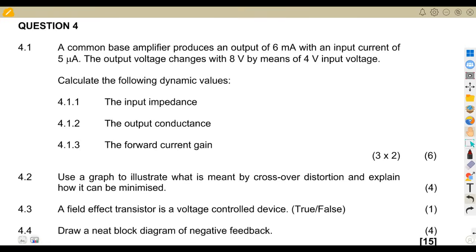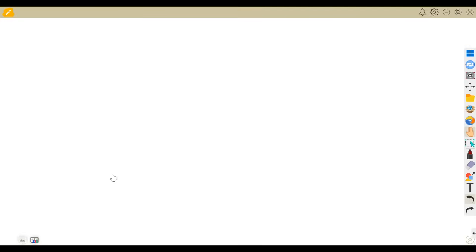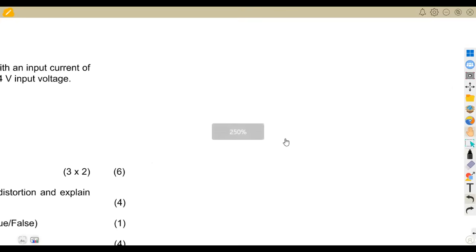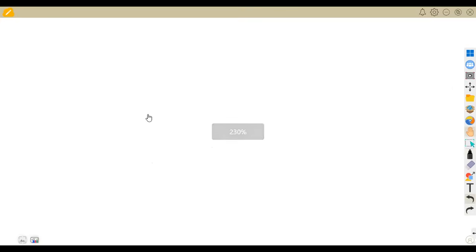That's why I was saying you are supposed to know your diagrams, and from your N2 I think we talked about this. Anyway, let's have our diagram here for a short revision. Remember, this time we are dealing with a common base. Let me reduce it a little bit. So this is a common base amplifier.